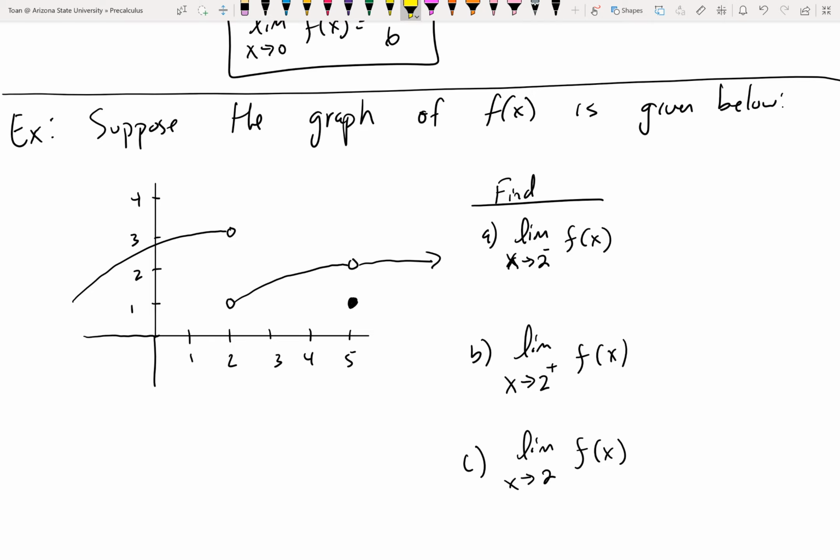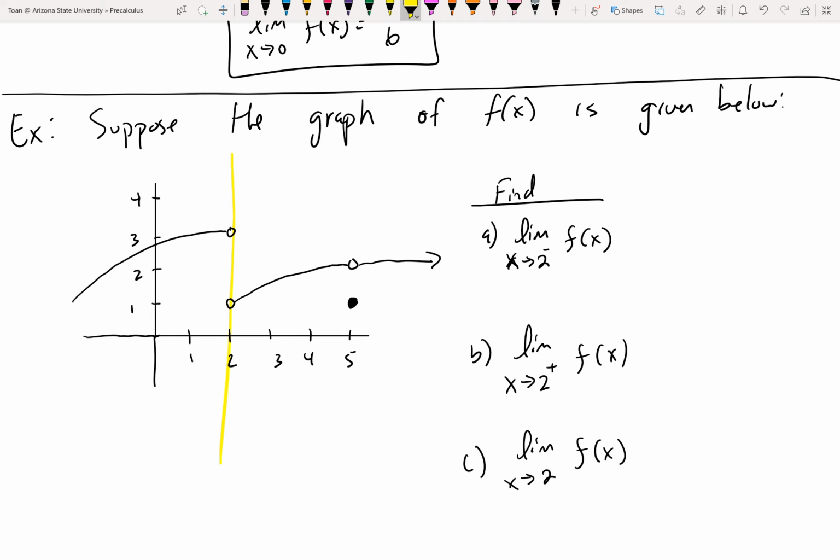To do this, you just have to utilize the idea of a limit. You're looking at the behavior where the graph is going without actually getting to the x value. So let's do letter A. What is the graph doing as x approaches 2 from the left? So here's x equals 2. I'll go ahead and draw it in as a solid line.